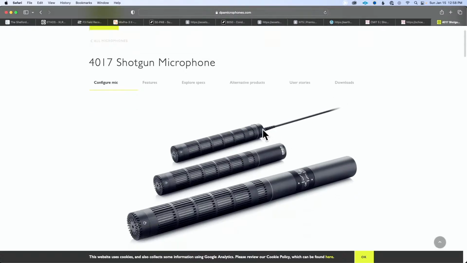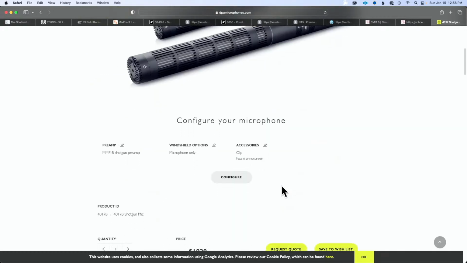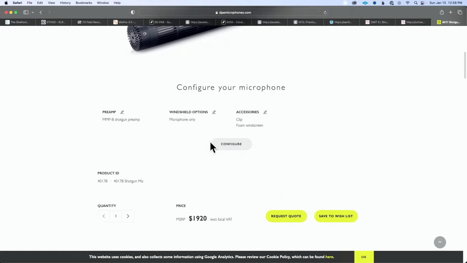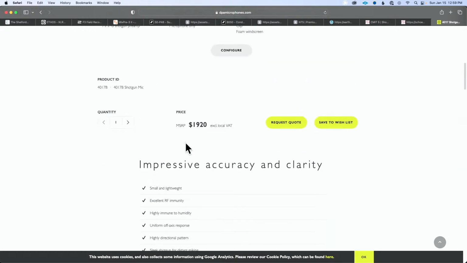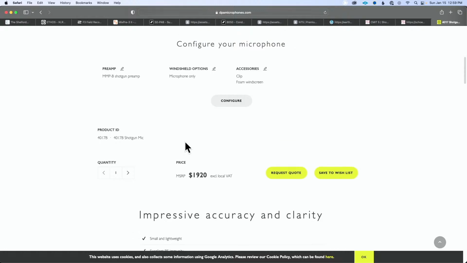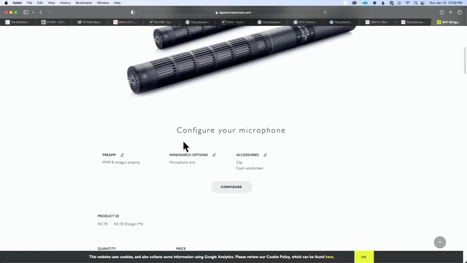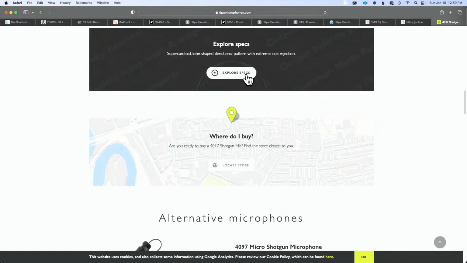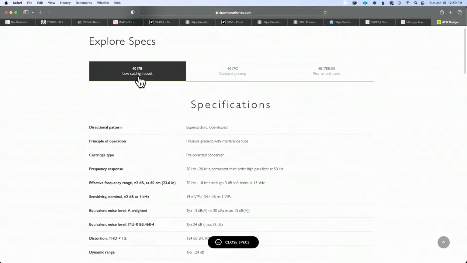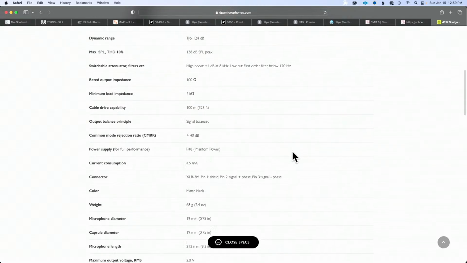So you can see the different preamplifier modules. I believe this is the C, I think that's the A, and this is the B. I'm not 100% on that. I have the B right here. Let's take a look at the specifications. Where are they? Go back down. Explore the specs. Okay, here we go. All right, so here's the B. This also has the low cut and the high boost on it, which is the one that I use typically.